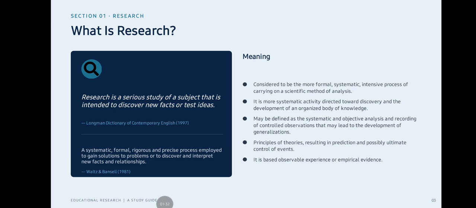scientific method of analysis. It is more systematic activity directed toward discovery and the development of an organized body of knowledge. May be defined as the systematic and objective analysis and recording of controlled observations that may lead to the development of the generalizations, principles or theories resulting in prediction and possibly ultimate control of events. It is based on observable experience and empirical evidence.